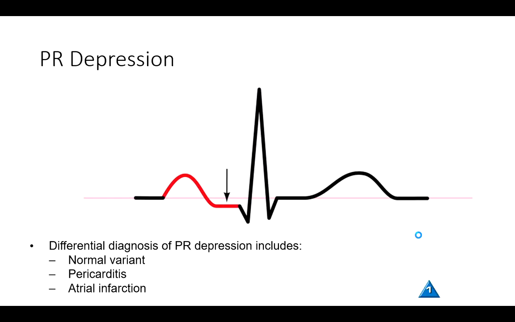And we might have some changes in the PR segment, elevated or depressed. So the differential diagnosis here of a PR depression includes a normal variant. Could be, right? Let's look at the other regions, other leads. Let's look at the patient.